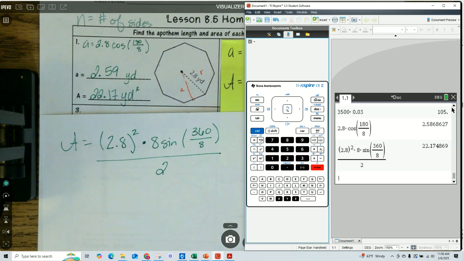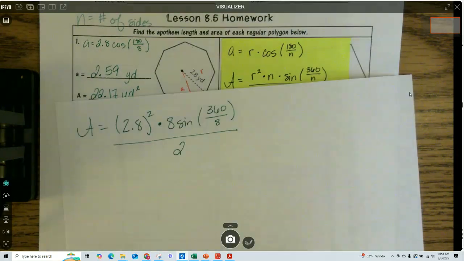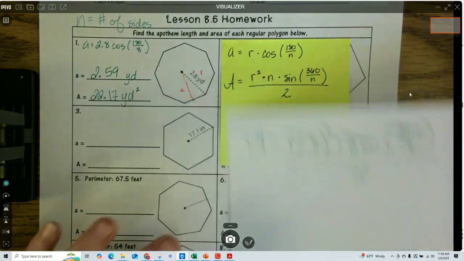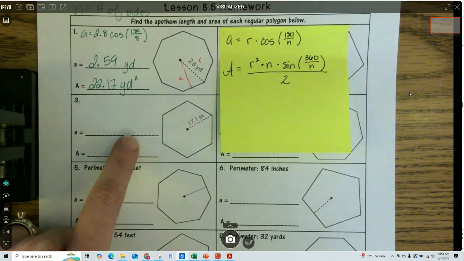So what do you guys think? Same as yesterday or harder than yesterday? About the same? Okay, that makes me feel better because I really thought we were going to be on a roller coaster today.